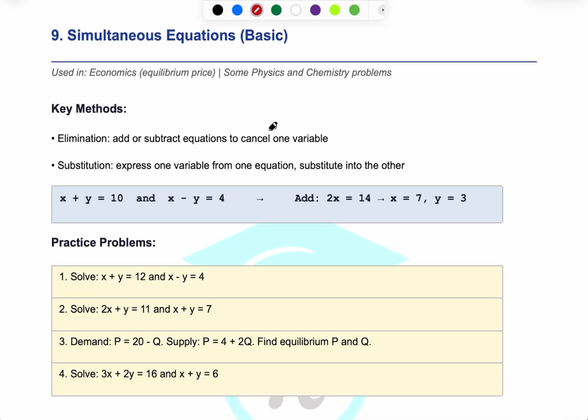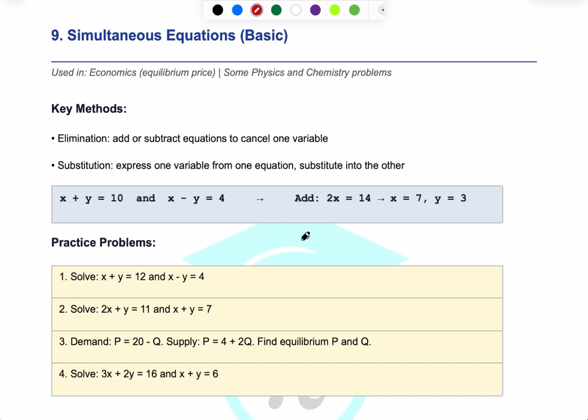Simultaneous equation, the basic one. I always recommend for students, substitution is the best way. The reason is because elimination can be simple, but when you are solving complex questions that have, let's say, powers involved, elimination will not work out. So always learn to substitute.